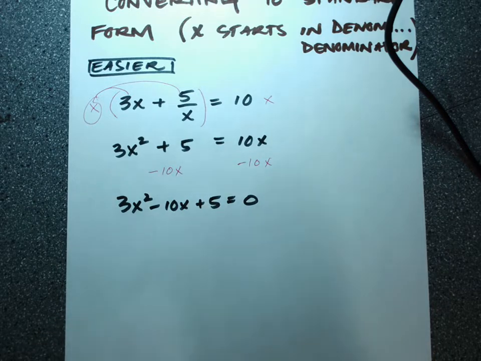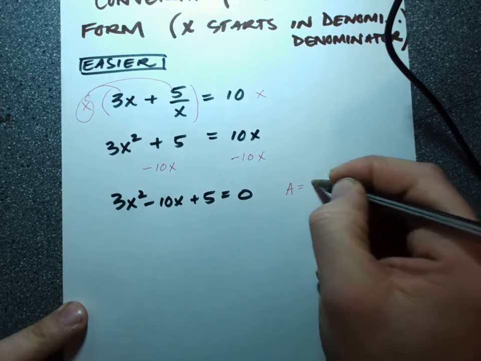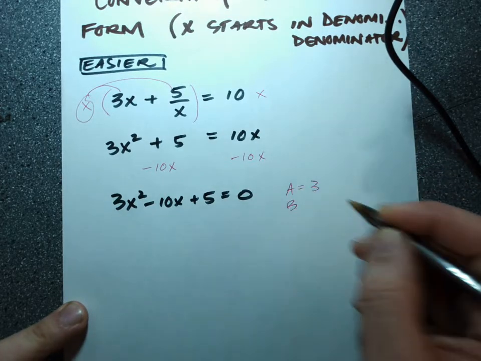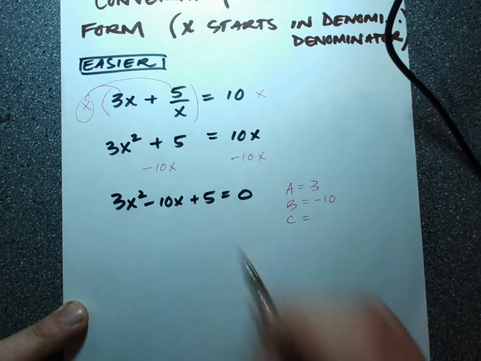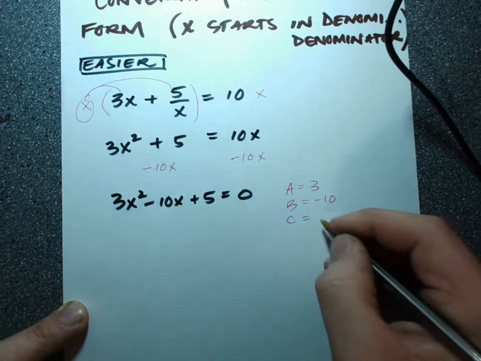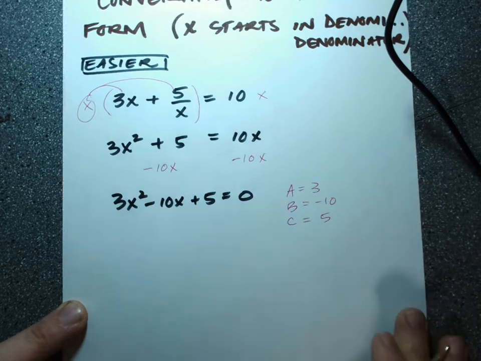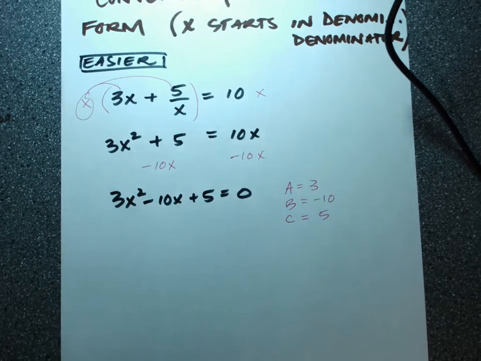A is how many x squareds, which is 3. B is how many x's, -10. And C is how many singles we have, which is 5. Just the plain number there.